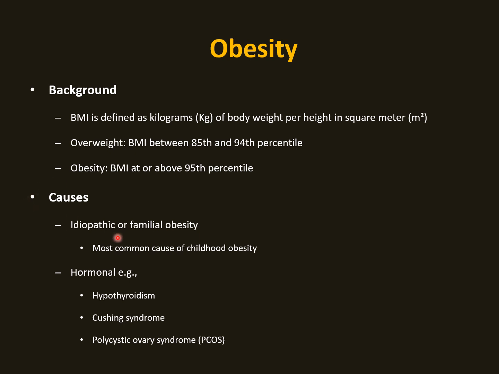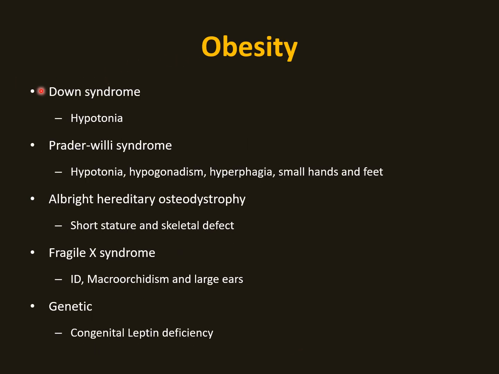Causes: idiopathic or familial obesity. This is the most common cause of childhood obesity. Hormonal causes: hypothyroidism, Cushing syndrome. In this case, the child will be short. Polycystic ovary syndrome. Other causes of obesity: Down syndrome, and the most important manifestation of Down syndrome is hypotonia.